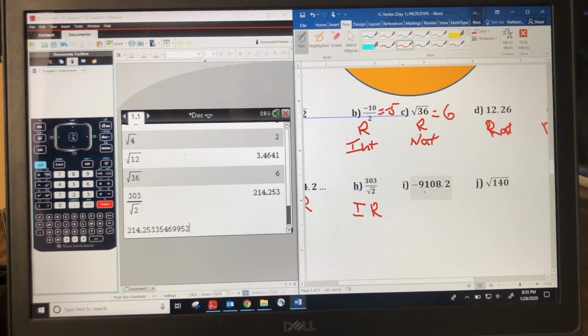All right. Negative 9108.2. Well, that one is actually a decimal. It ended, right? It doesn't go dot, dot, dot, dot, and everything. So this is actually rational. It's just a decimal that ends.